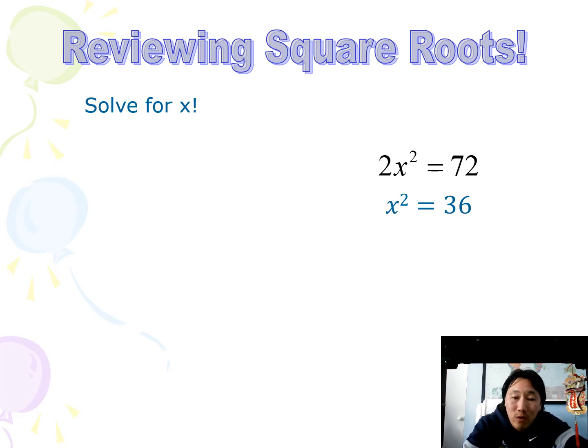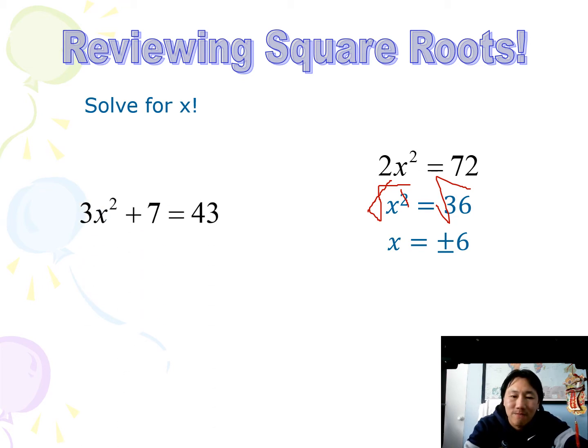Whenever you square root both sides, you have to remember this square root cancels out that little square. And then you have to remember, whenever you have square root on both sides, don't forget the plus and minus sign. That just means there's two answers, one positive answer and one negative answer. 6 and negative 6.